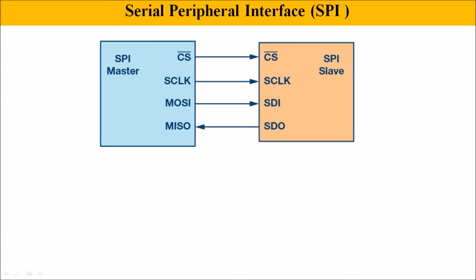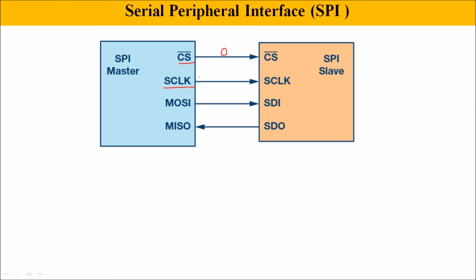So the CS terminal is used to select a device. Whenever the master wants to transmit data to a slave, it has to first select the slave by transmitting logic 0 on the CS bar terminal. Sometimes this CS bar terminal is also written as the SS bar terminal, that is the slave select terminal, and CS bar is the chip select terminal. The second terminal is SCLK, that is the clock signal.